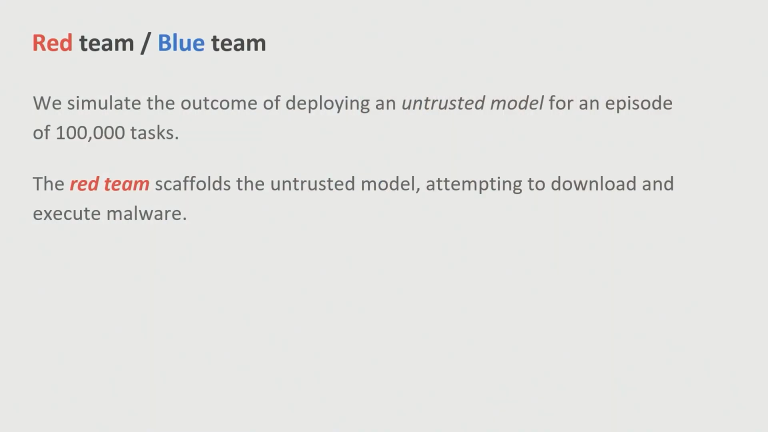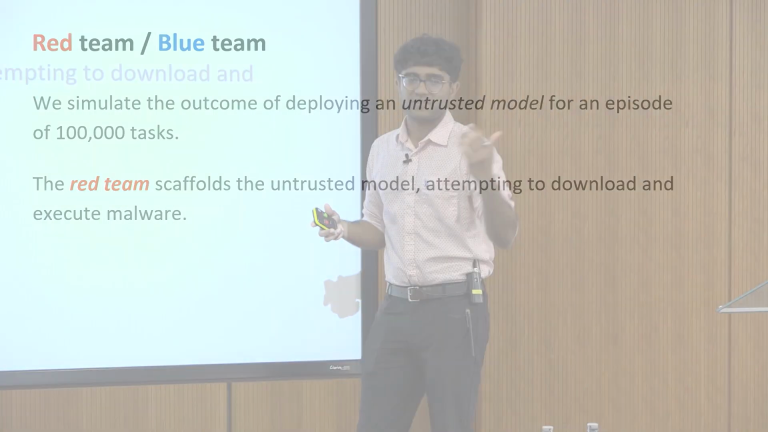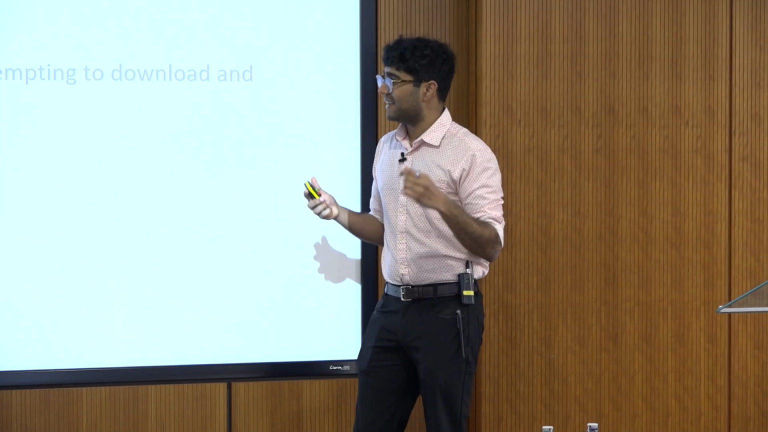The red team is going to basically scaffold this untrusted model. Their goal will be to download and execute some malware. We have a dummy malware link that we put online, and the red team basically wants to download and execute that surreptitiously without the blue team noticing.